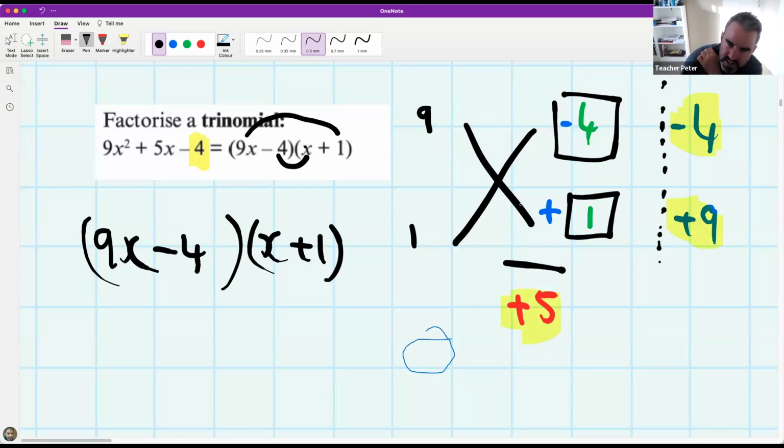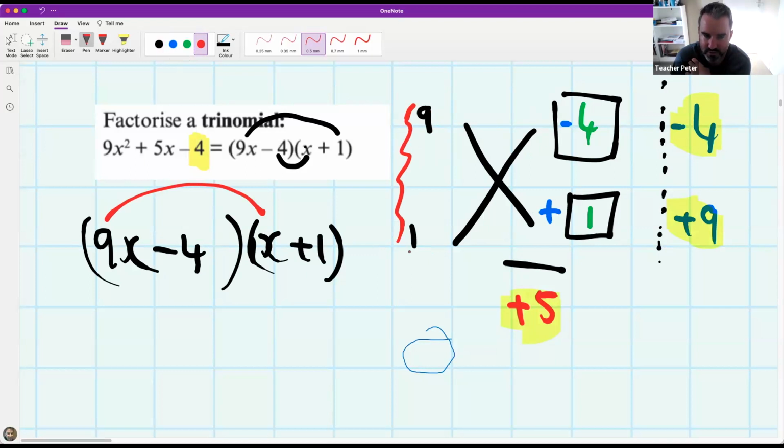And what we've done is we know that when we go 9 times 1x, 9 times 1x is just this bit here. So we know that balances. Then we know that the minus 4 times the 1 is the minus 4. So that's just this bit. And then the other two parts are just the cross multiplication.